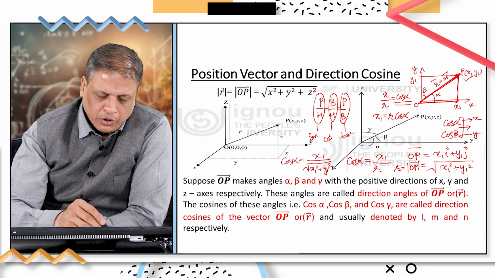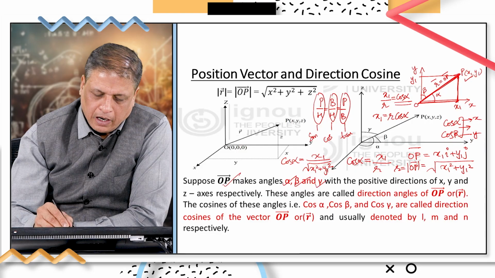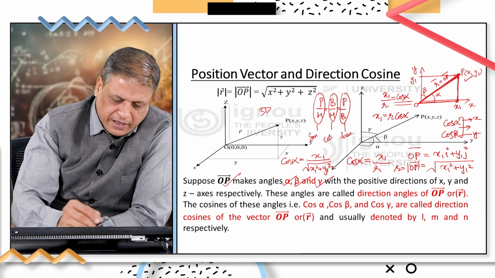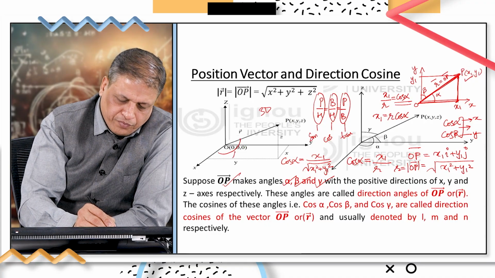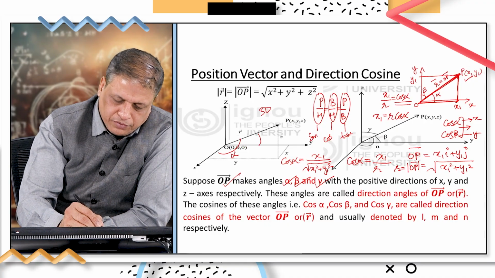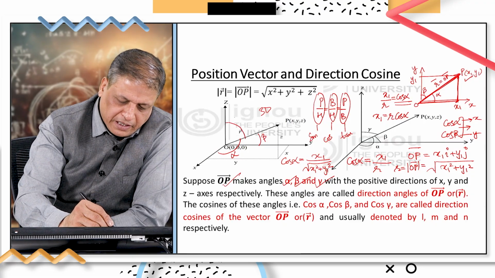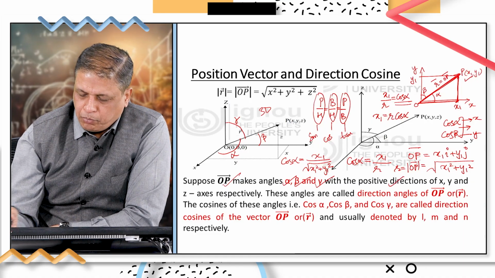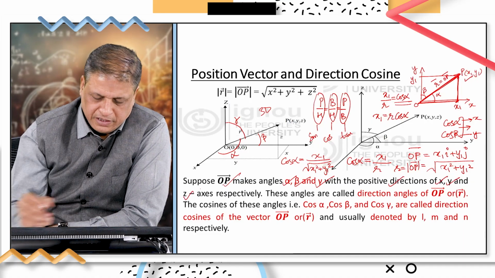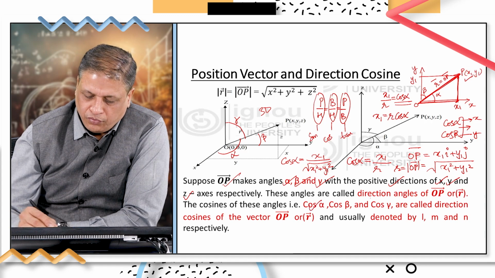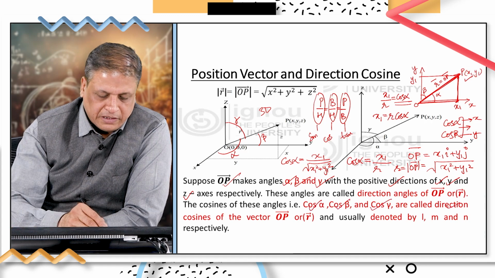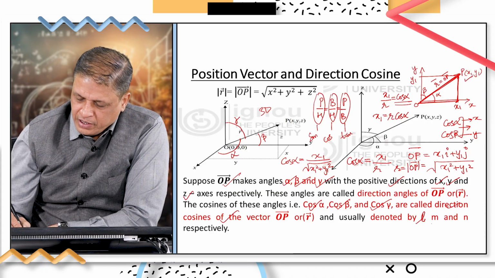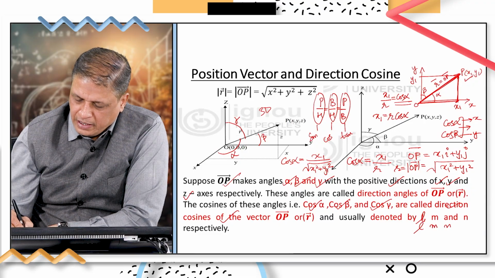If OP makes angles alpha, beta and gamma, likewise shown over here in a three-dimensional system, say with x axis it subtends an angle alpha, with y axis an angle beta, and with z axis an angle gamma. So, alpha, beta, gamma are the angles with the positive directions of x, y and z axis. Then cos alpha, cos beta and cos gamma are the direction cosines of vector OP, and they are usually denoted by the letters L, M and N.